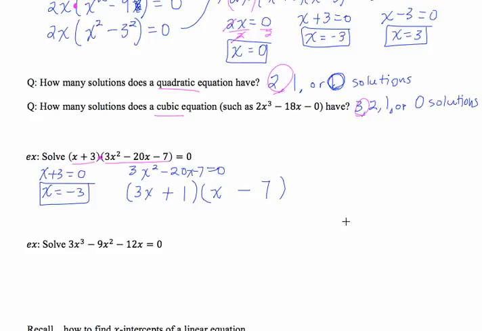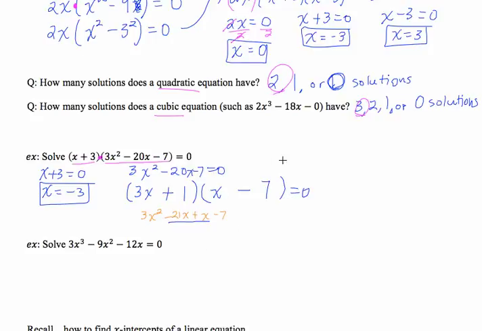If we follow this out, I get 3x squared minus 21x for the outside terms, plus 1x for the inside terms, minus 7. And I did leave off my equals 0, don't do that. Equals 0, copied every time so you don't lose track of what you're doing. Okay, that works because negative 21x plus x is negative 20x.